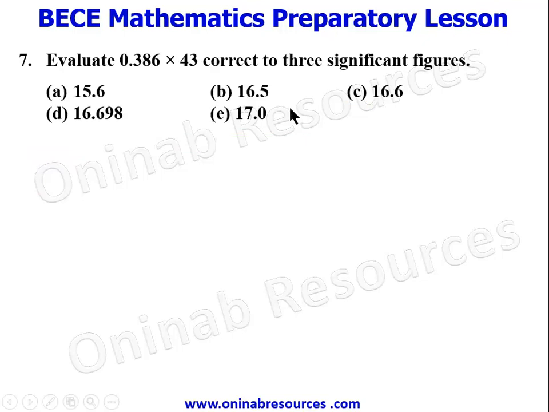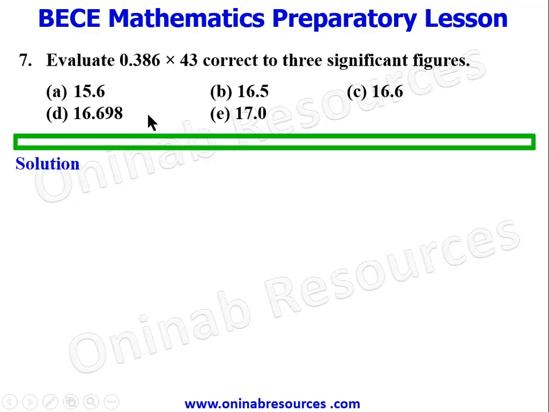We go to problem 7. For problem 7, evaluate 0.386 multiply by 43 correct to 3 significant figures. In carrying out the multiplication, since we have 3 decimal places here, no decimal points, we are going to remove the decimal point. So we now have 386 multiplied by 43. Then later we apply the decimal points to 3 decimal places.